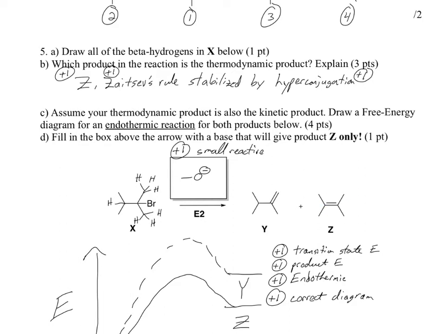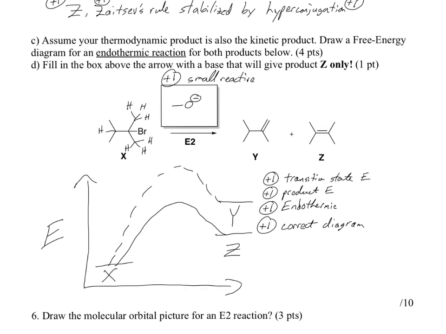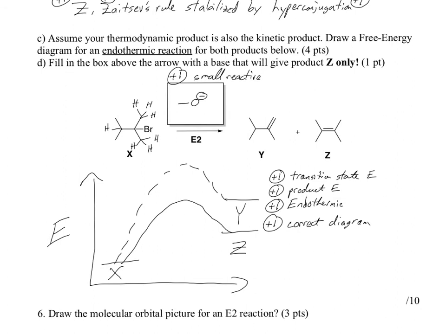That's Zaitsev's rule. And thermodynamic product means the more stable product. So you gotta know that. So assume your thermodynamic product is also your kinetic product. So that means your thermodynamic product, if it's the kinetic product, comes from the lowest activation energy. It's the lowest hill. That's what kinetics looks at. And then finally, I say it's an endothermic reaction.